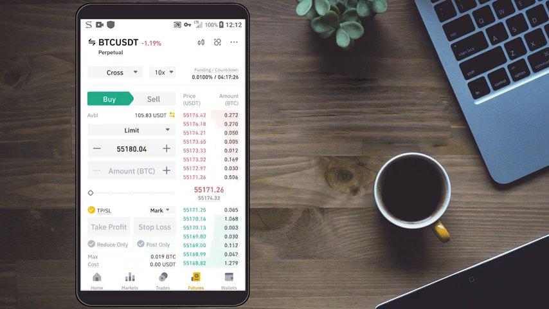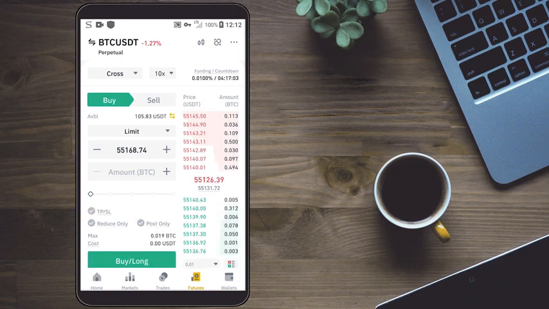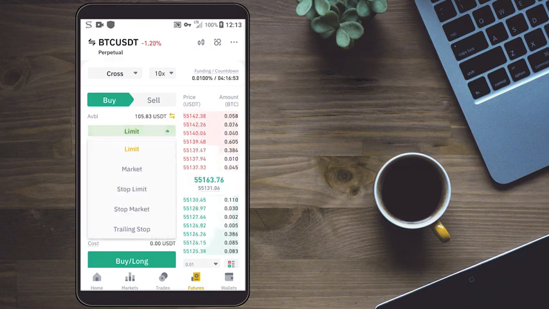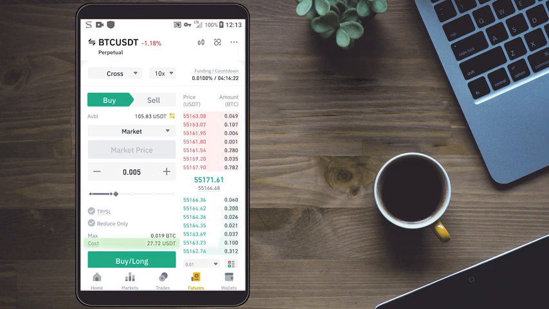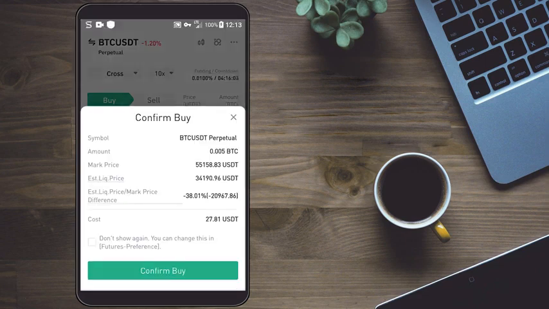Let me unselect this TPSL option. We want to place a market order. Let's select market, and for the amount, let's buy 0.005 Bitcoin. Here it shows how much it costs, 27 USDT. It's actually the margin that Binance takes. Let's touch buy long. It wants us to confirm the order. It shows the amounts, mark price, estimated liquidation price, and how much it costs.